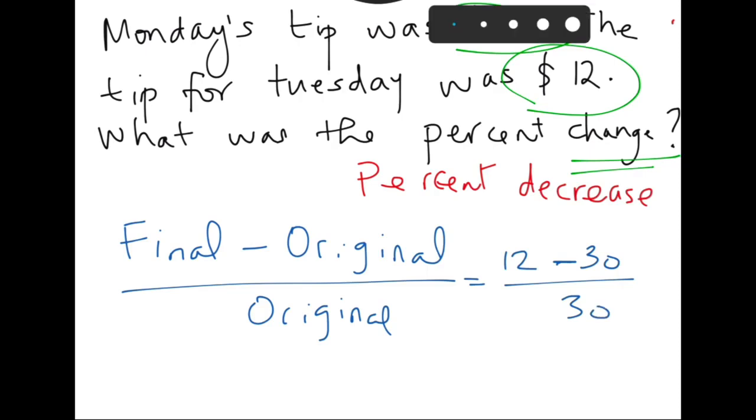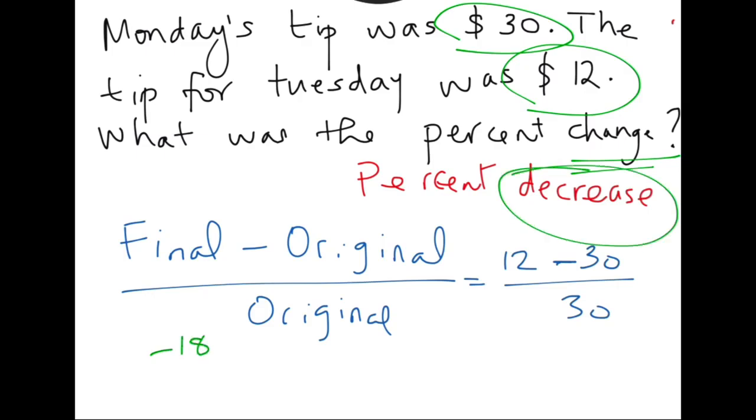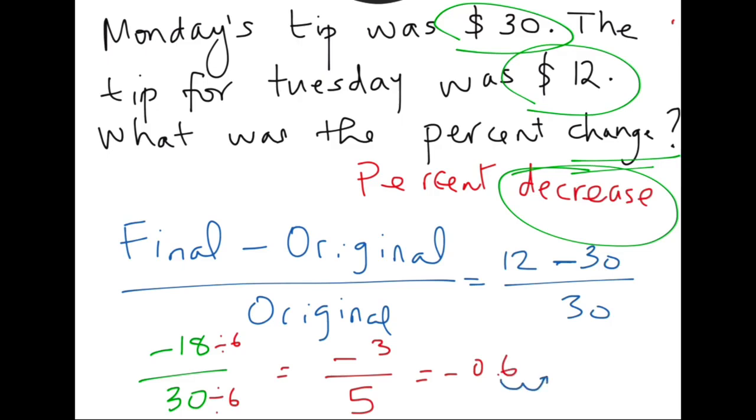Again, the answer is coming out to be negative because the value is decreasing. That's why. You have negative 18 over 30. Simplify by 6. You will get negative 3 over 5. What is that as a decimal? That would be negative 0.6. And then what is that as a percentage? So that will end up being negative 60%, which means that the amount of the tip was decreased by 60%.